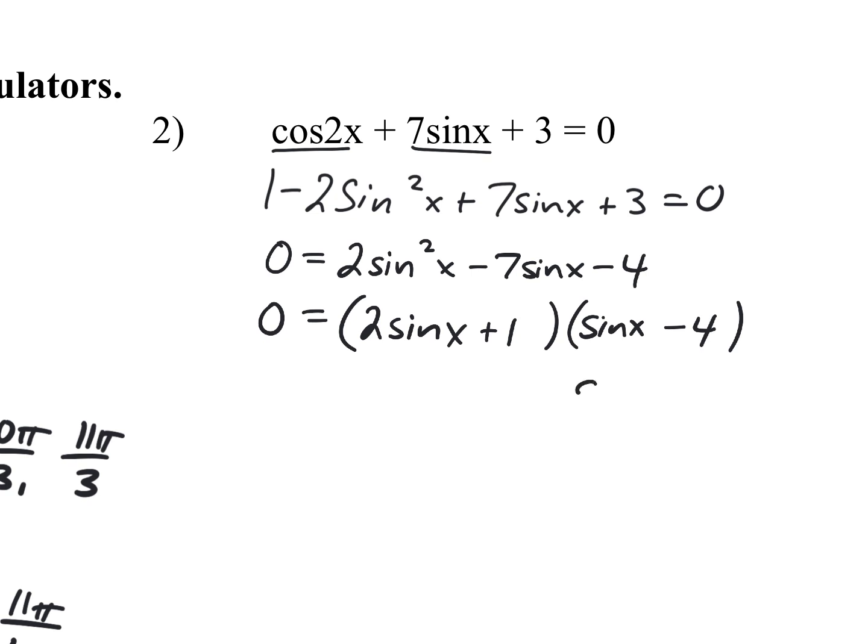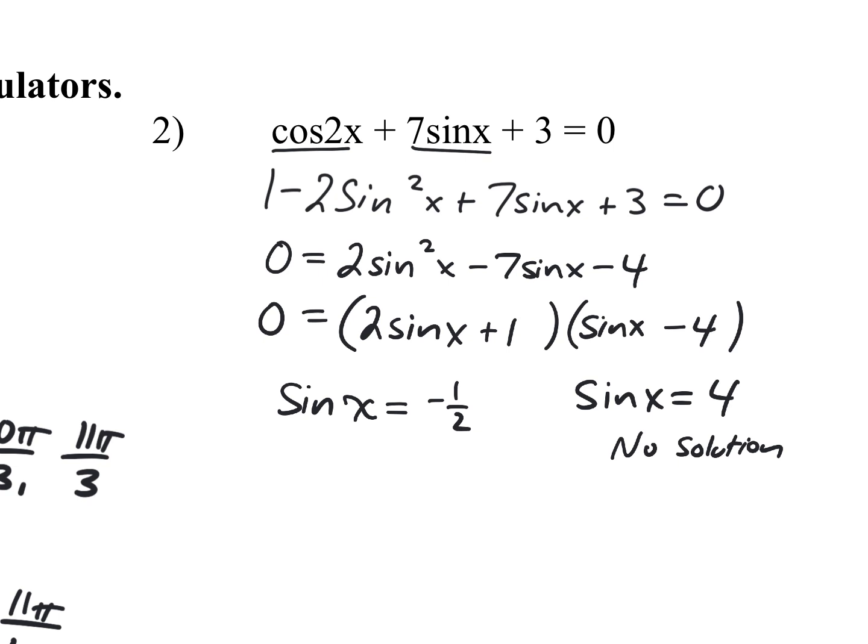Now, there's not going to be any solutions coming from this factor over here, because the range of sine just goes from -1 to +1. We will get a solution with our first factor, where sine of x will equal -1/2. On our unit circle, those are going to be the values in the third and the fourth quadrants, where we are 7 pi over 6, and 11 pi over 6.